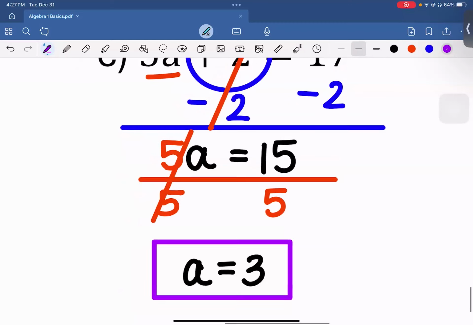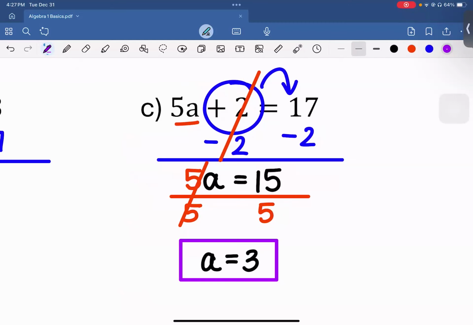And you can always check to make sure that your answer is correct by substituting it back into your original equation. Okay, so if I were to substitute, I would get 17 equals 17. And that's a good check for our work.